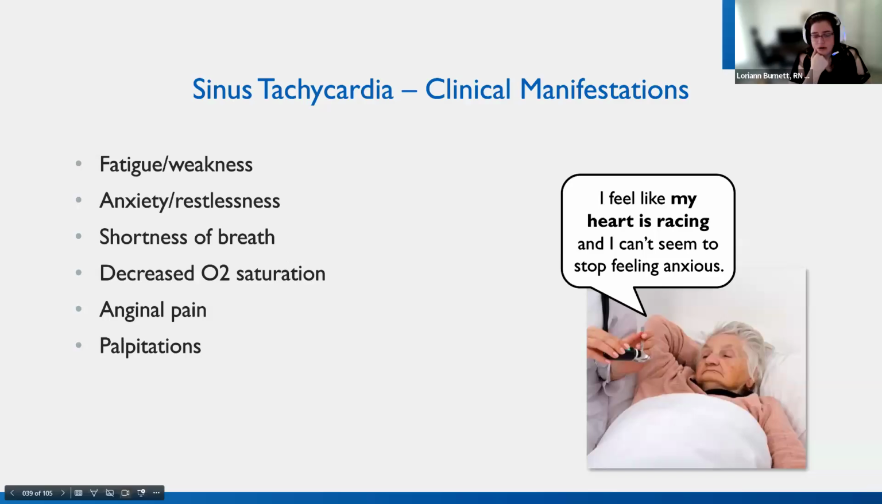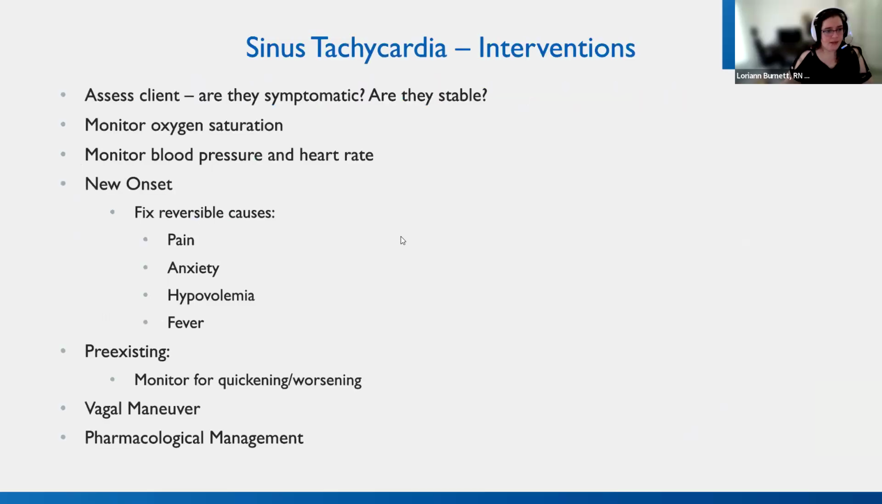Symptoms. Oh my God, are these almost the exact same symptoms as sinus bradycardia? Yeah, because the heart's not working right. The most common difference is they'll feel like their heart's racing or pounding out of their chest, but a lot of these are going to be almost identical. So again, my first thing is, are they symptomatic? Are they stable? What is their blood pressure? What is their oxygen status like?